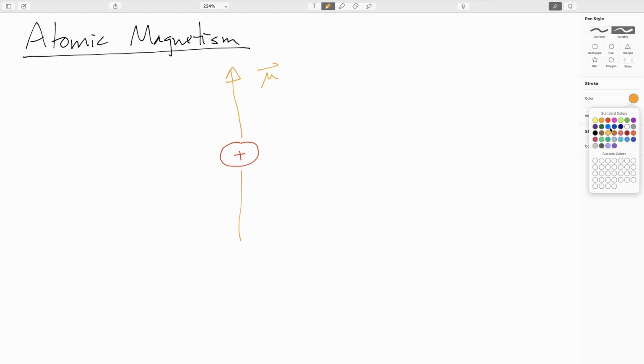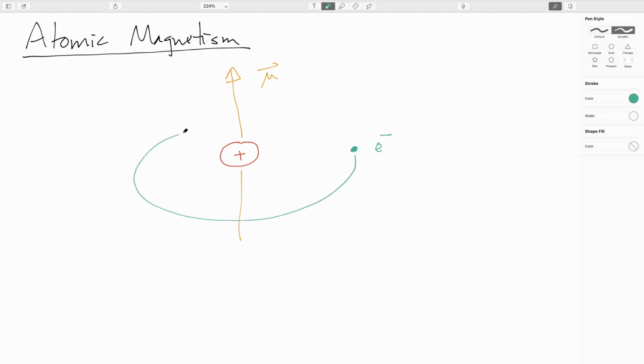One of the two big ones is the motion of the electrons orbiting the nucleus, in particular the valence electrons. So let's go ahead and draw ourselves an electron right here. And we will imagine that this electron is moving around the atom like so.